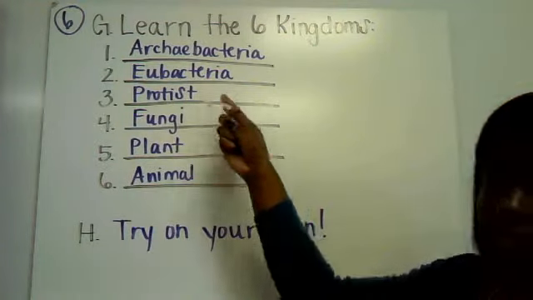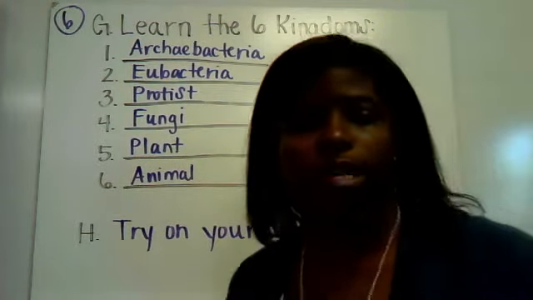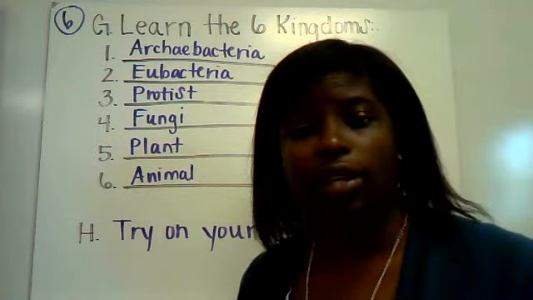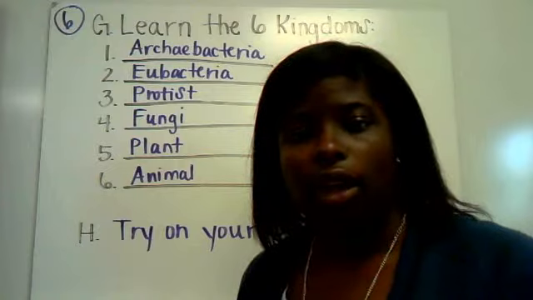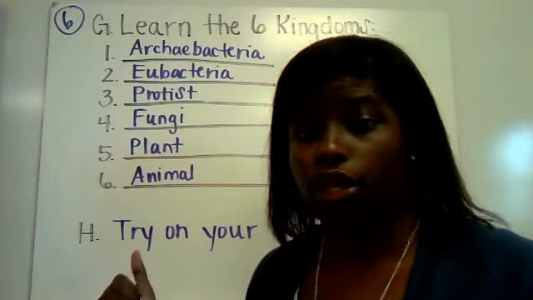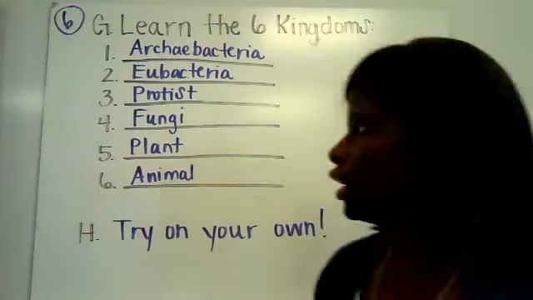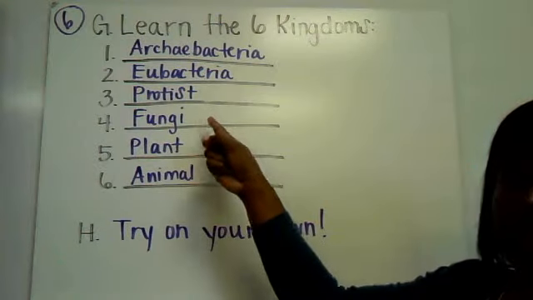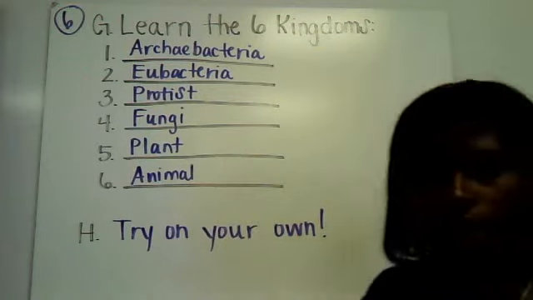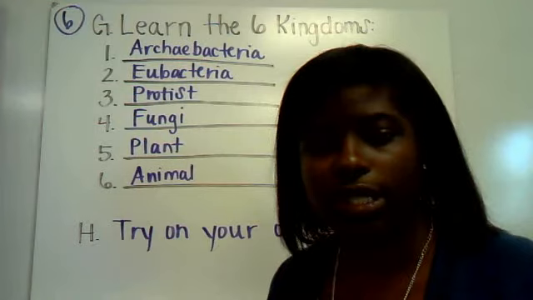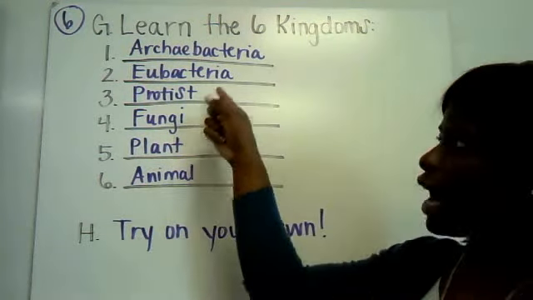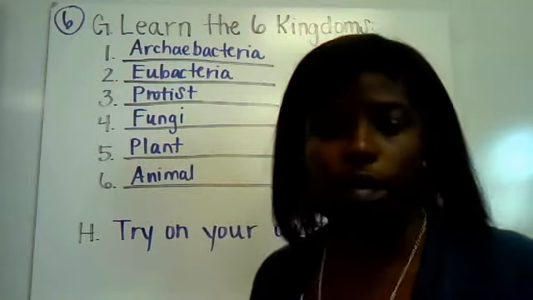You have eubacteria. If you think back to when we talked about cells and the different types of cells, we talked about eukaryotes. And eukaryotes are the organisms that have a nucleus, but in this case we're just referring to the U part, which means true. So this is true bacteria. Protists, fungi, plant, and animal. So if you go back to reflecting on cells, plants and animals and protists are all eukaryotic cells, and then fungi, and in this case eubacteria, would be your prokaryotes.